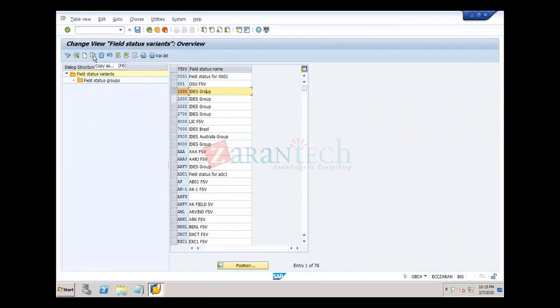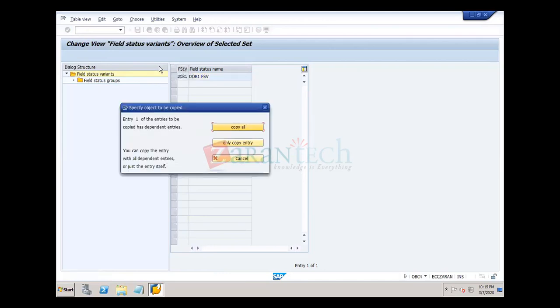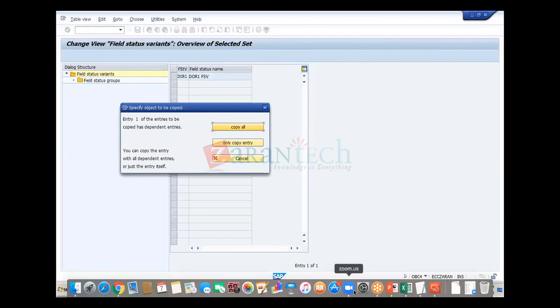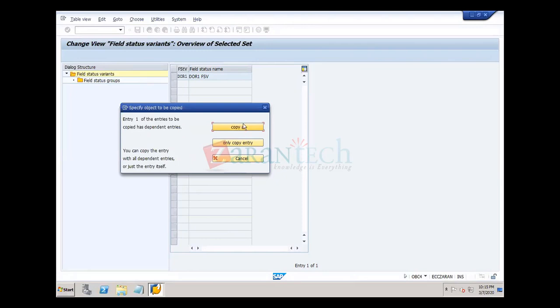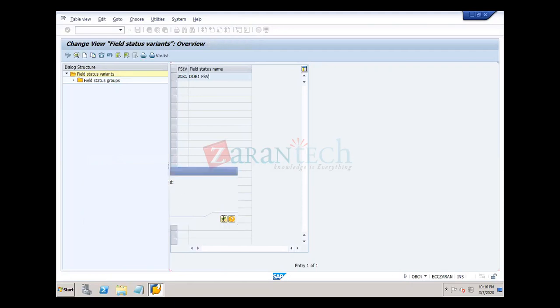Select it and say copy. Remove this name and give your own name, field status variant, and say enter. Whenever you say enter, a pop-up comes asking you to copy all or copy only entry. I say copy all, because whatever is there in 1000 will be copied to my own field status variant. How many entries were copied? 49 entries are copied.